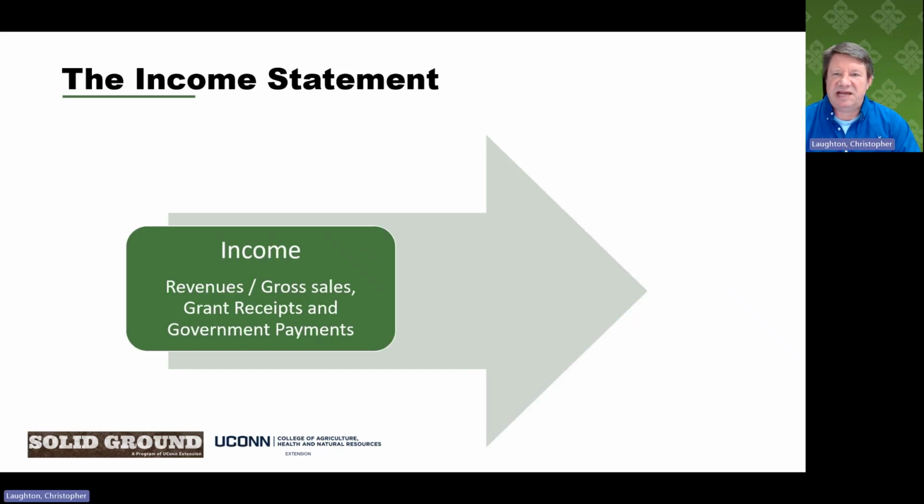So how do we make an income statement? Well, we start with income. So we start with revenues or gross sales. Grant receipts are income, and government payments are income. So basically any income that you earn or that comes into the business. However, proceeds from a loan are not income because you didn't earn that money. You have to pay it back. So if you borrow $100,000, that's not income. But if you get a grant for $100,000, or if you make a sale for $100,000 or sales for that amount, that would be income.